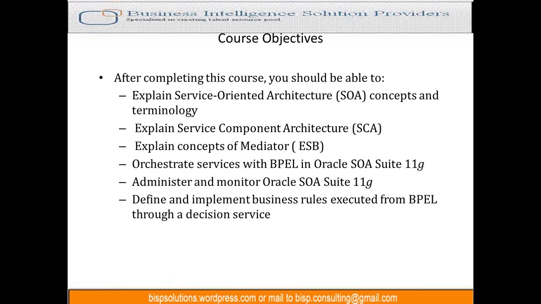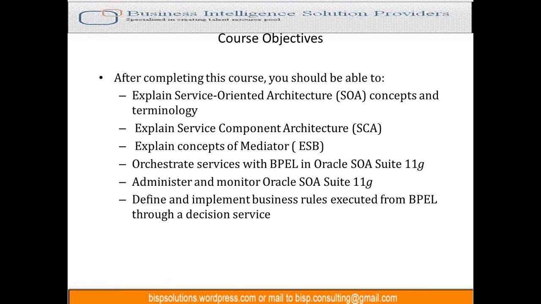We will also be talking about how to administer and monitor Oracle SOA Suite 11G. Then we will define and implement business rules. Apart from it, we will also be talking about what human workflows are, what a BAM server is, what BAM is, and what Oracle Service Bus is.